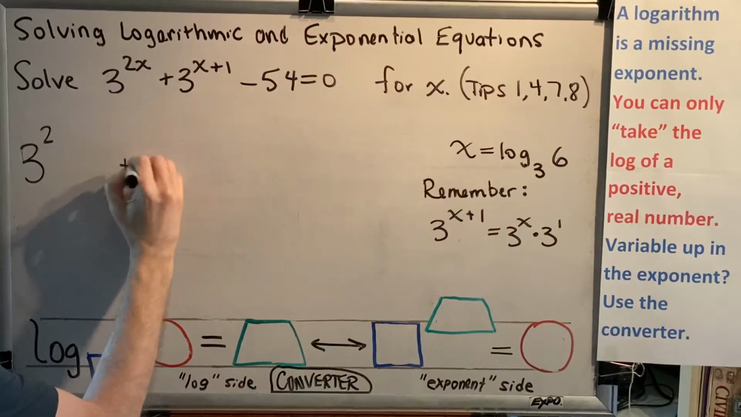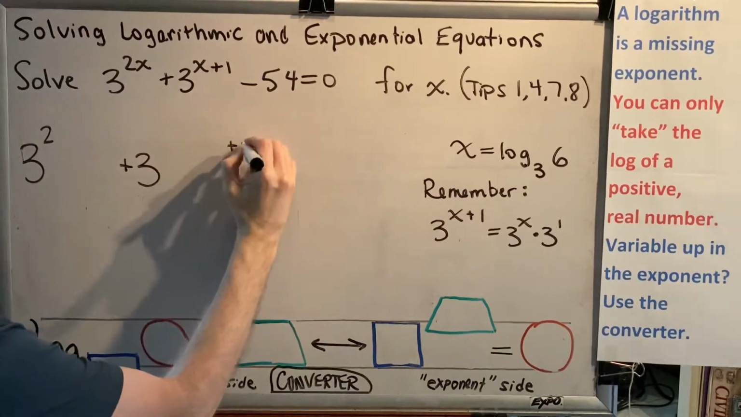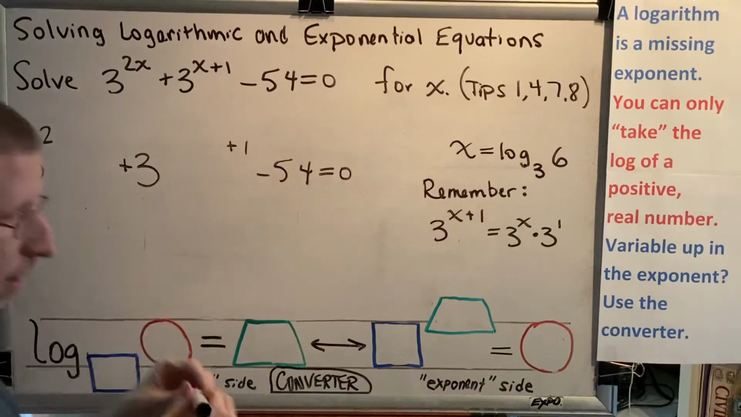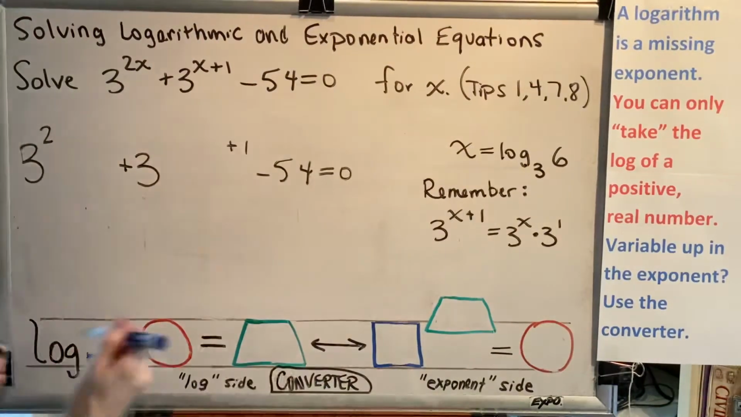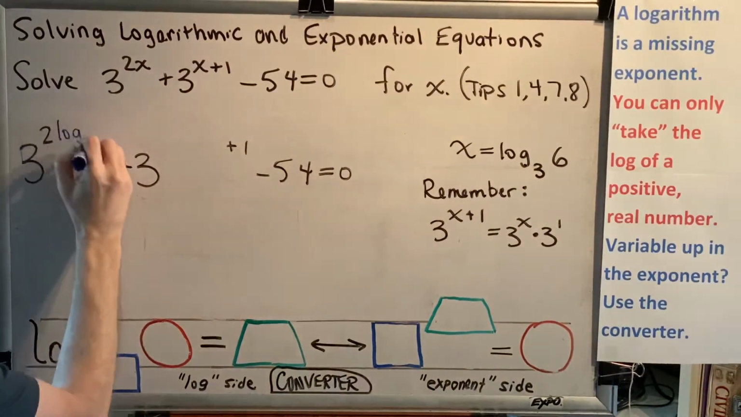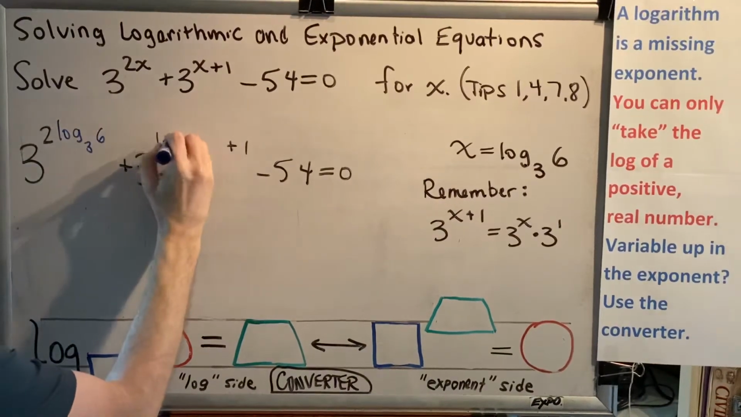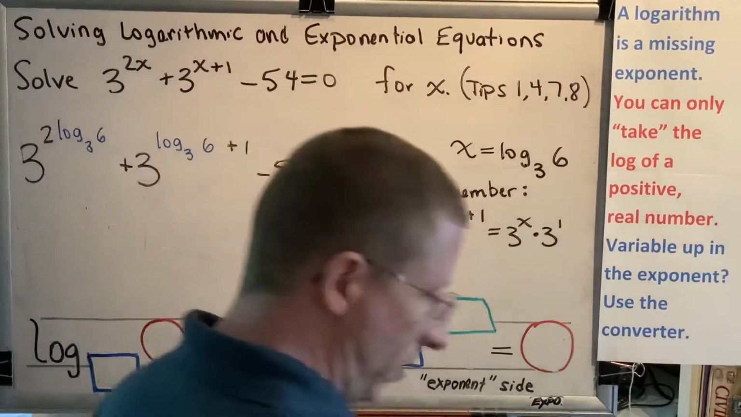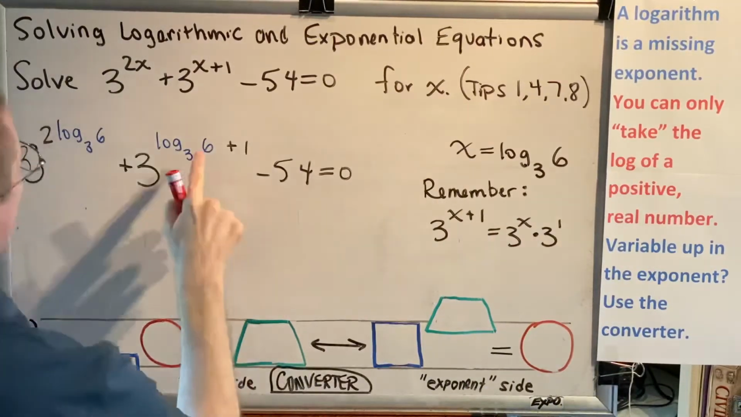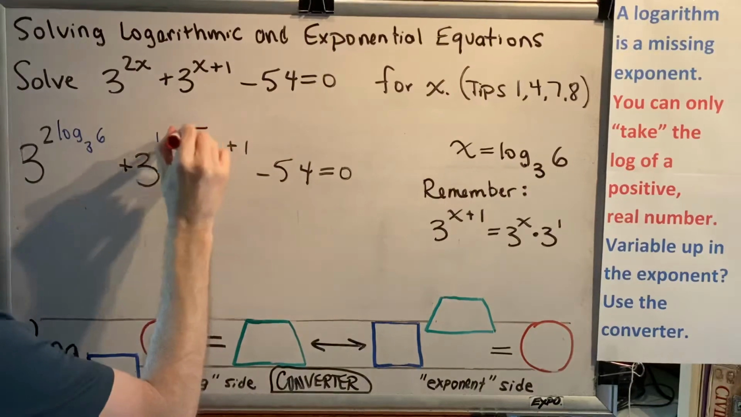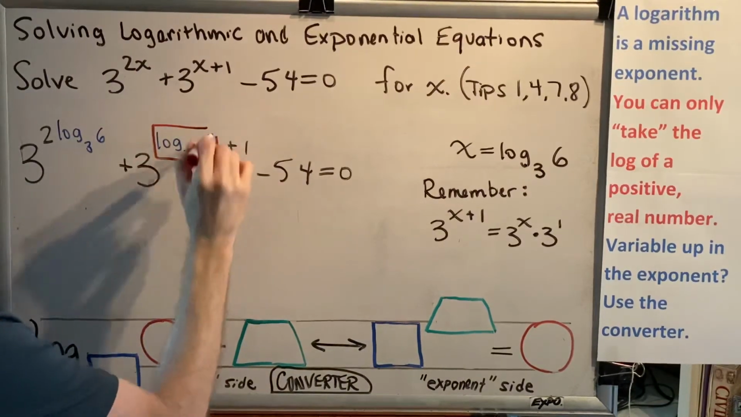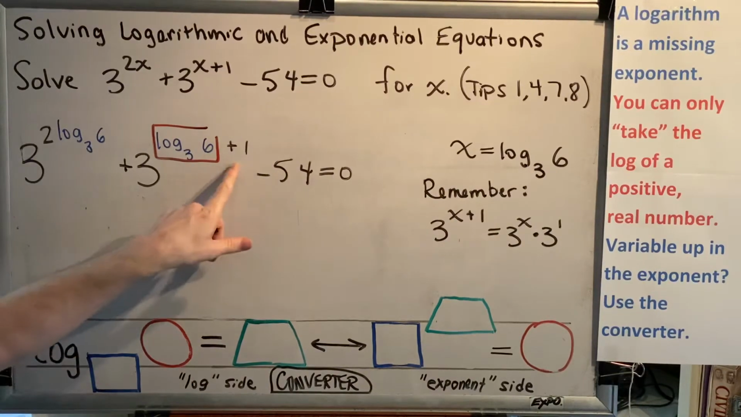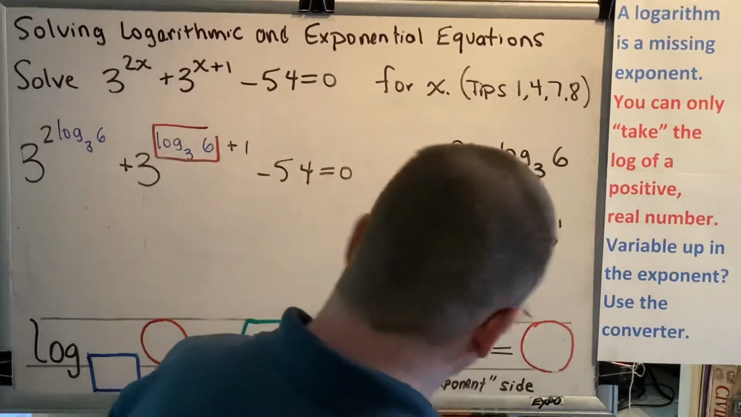I'm going to rewrite this equation, but everywhere I see an x, I'm going to put log base 3 of 6. Now the first thing I would like to point out before we proceed is that we are not going to add 6 plus 1. Remember, every log has a brick, and nothing outside of the brick can affect anything inside the brick. And for that reason, we leave these as separate.